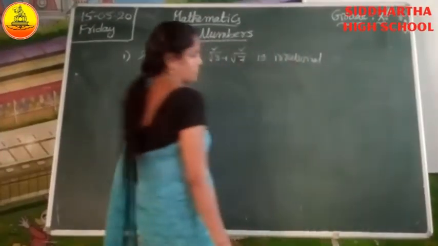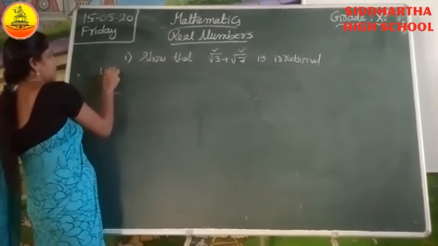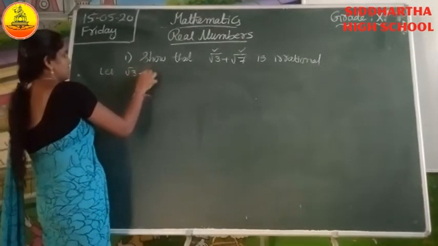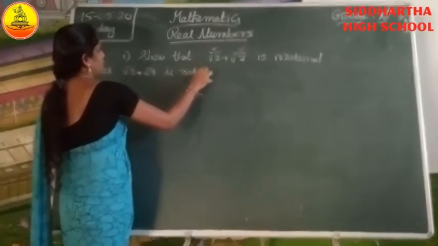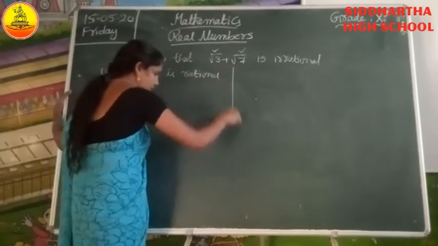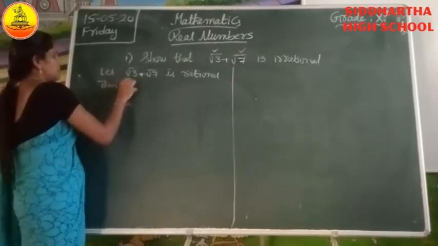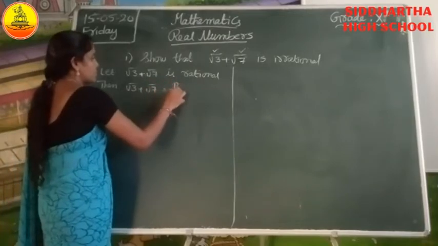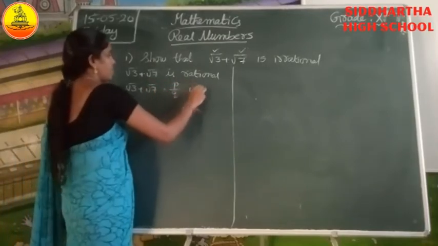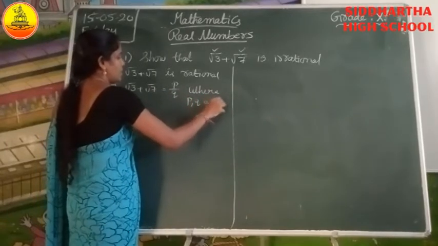Okay. Again, what we will do? First we will think. Let root 3 plus root 7 be rational. It is not an irrational number. Let us think like that. Then root 3 plus root 7 is in the form of p by q, where p and q are co-primes.